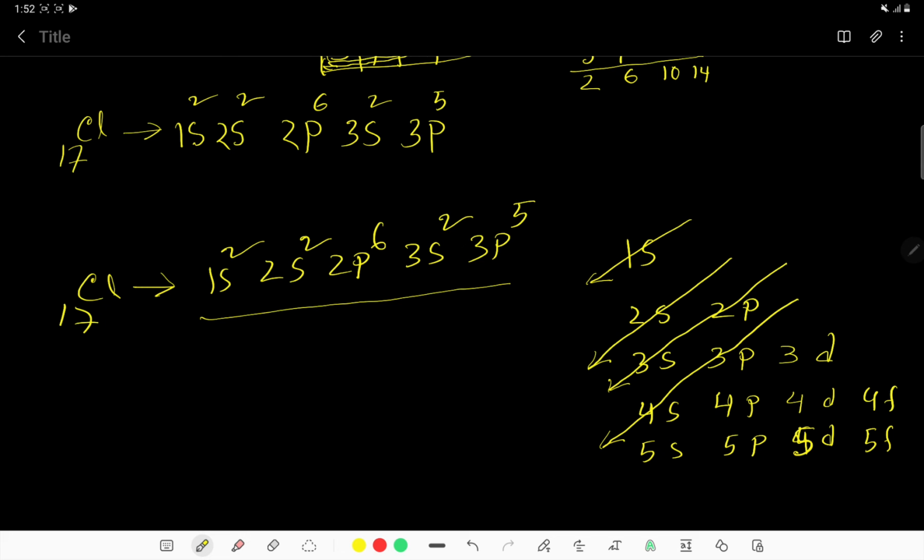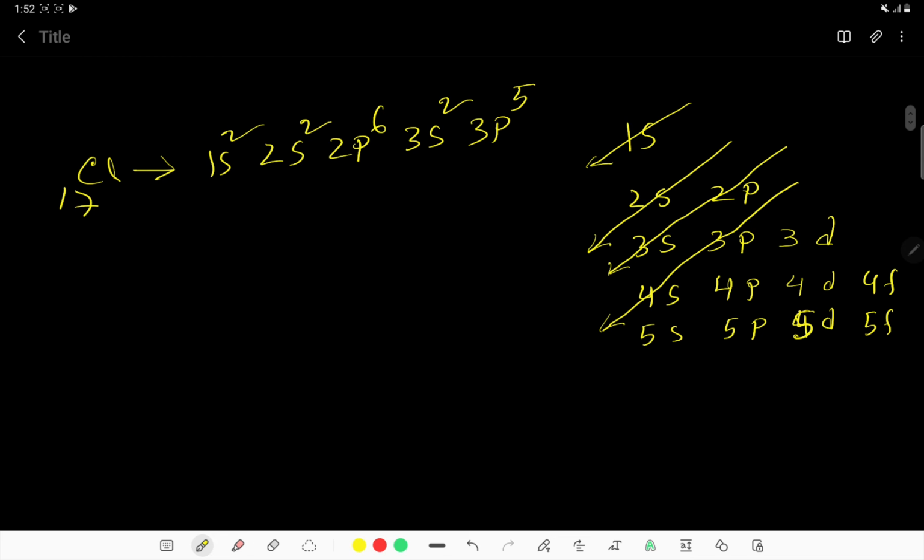So now I will write the noble gas notation. We will write this electron configuration using noble gas. So how to do that? Look, you know that we have helium, neon, argon, xenon.